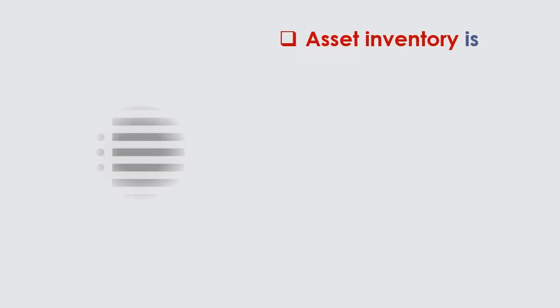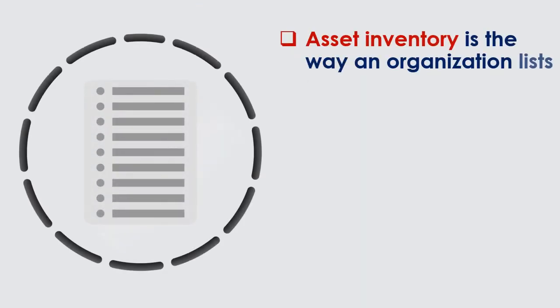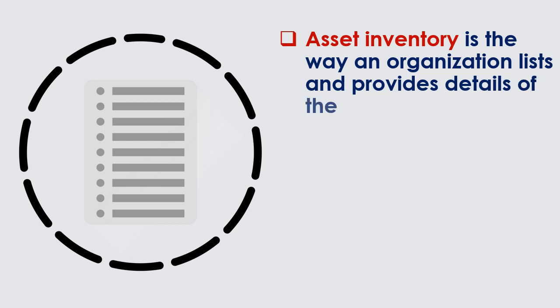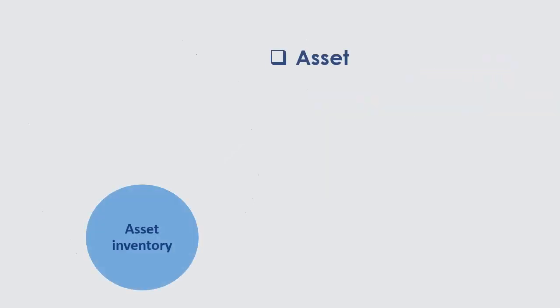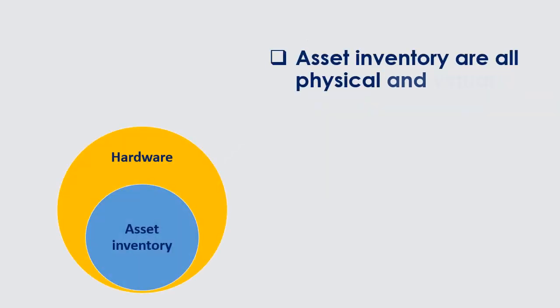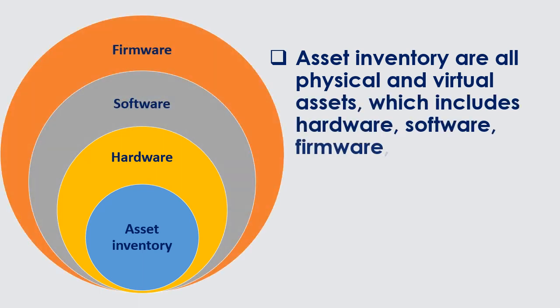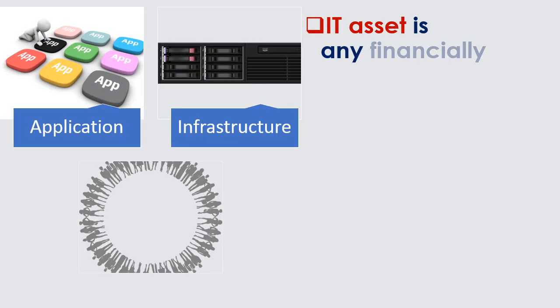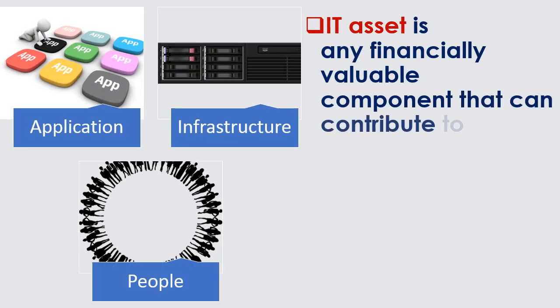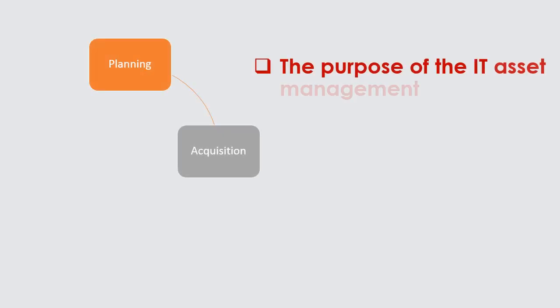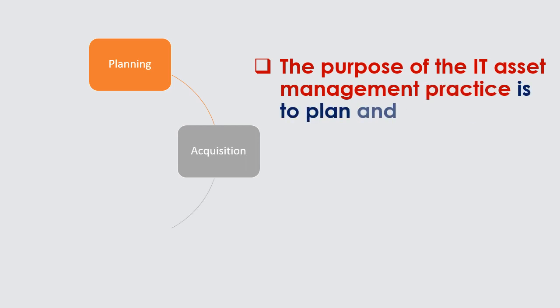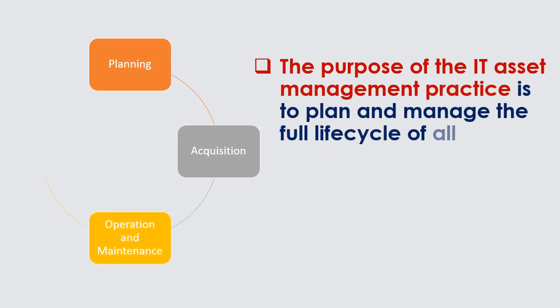Asset inventory is the way an organization lists and provides details of the assets it owns. Asset inventory covers all physical and virtual assets, which includes hardware, software, firmware, and more. An IT asset is any financially valuable component that can contribute to the delivery of an IT product or service. The purpose of the IT asset management practice is to plan and manage the full life cycle of all IT assets.